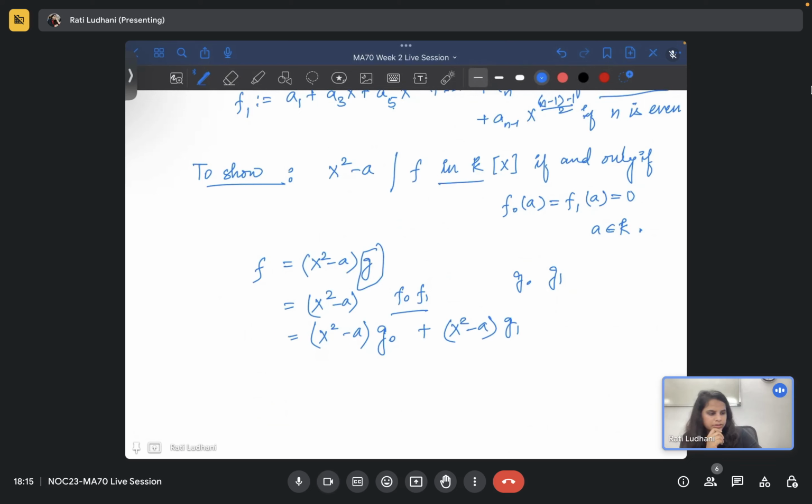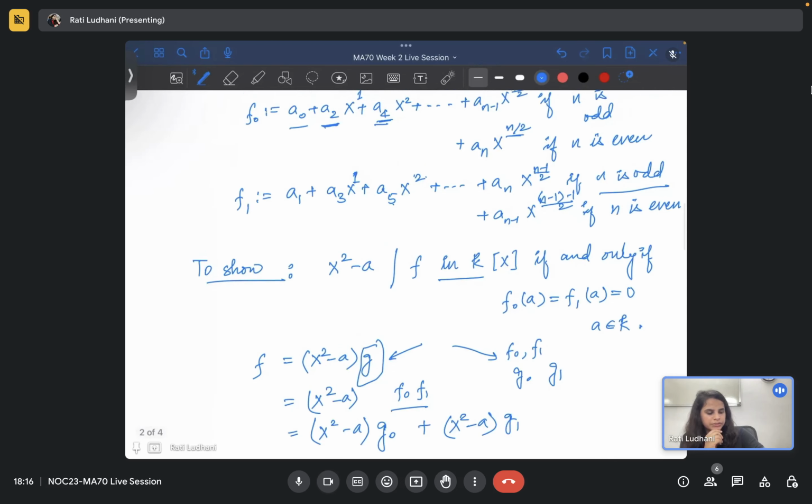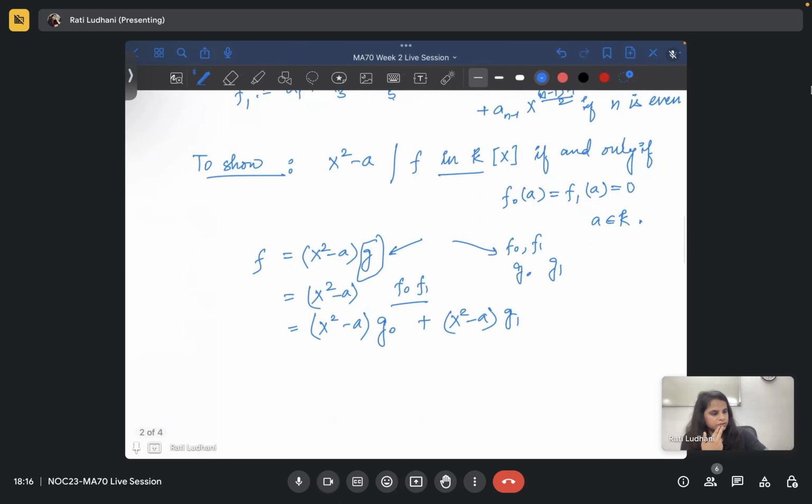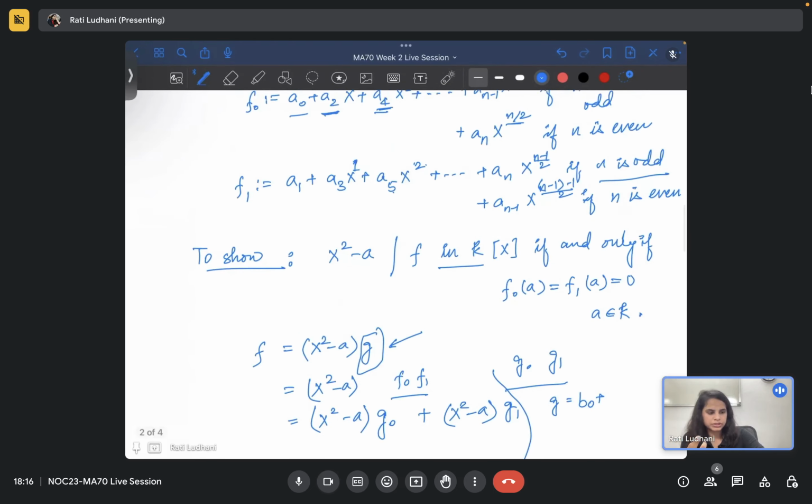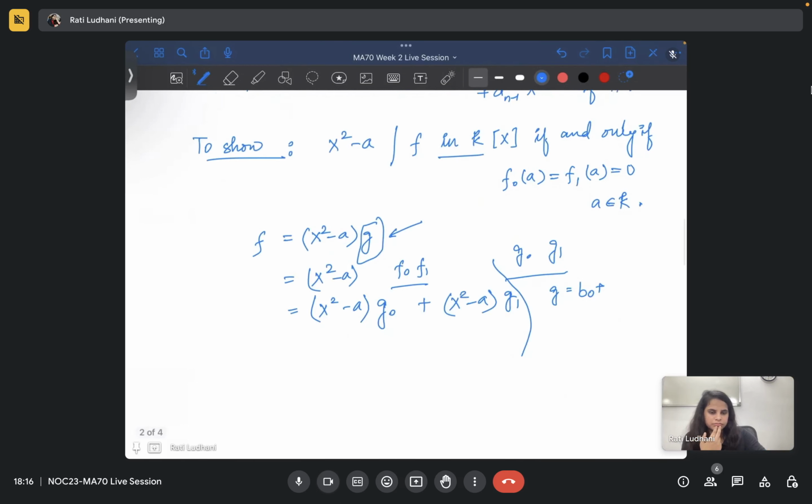Why exactly? Because firstly you took g and then you divided in terms of f0 and f1 as we defined. No, forget about f0 and f1, ma'am. But what are g0 and g1? Suppose g equals b0 plus b1 plus b2, something like that. Similar to the earlier definition, right? Okay. So split this into two polynomials, like b0 plus b3 into x cubed, like that.